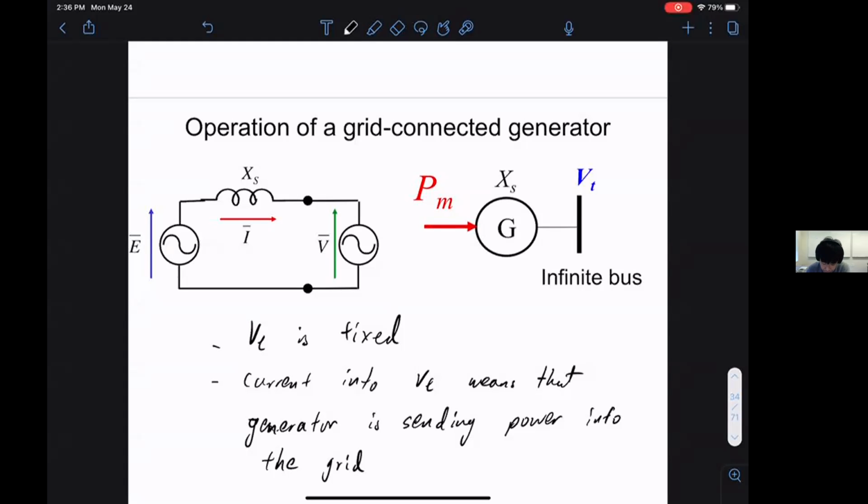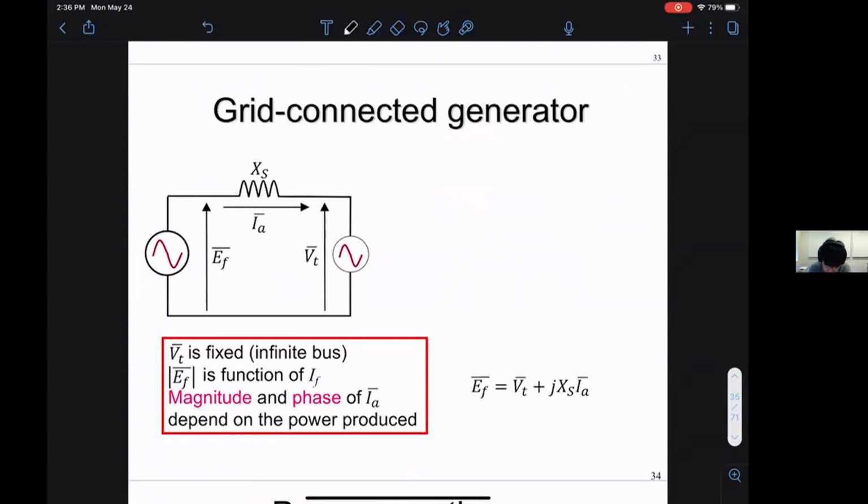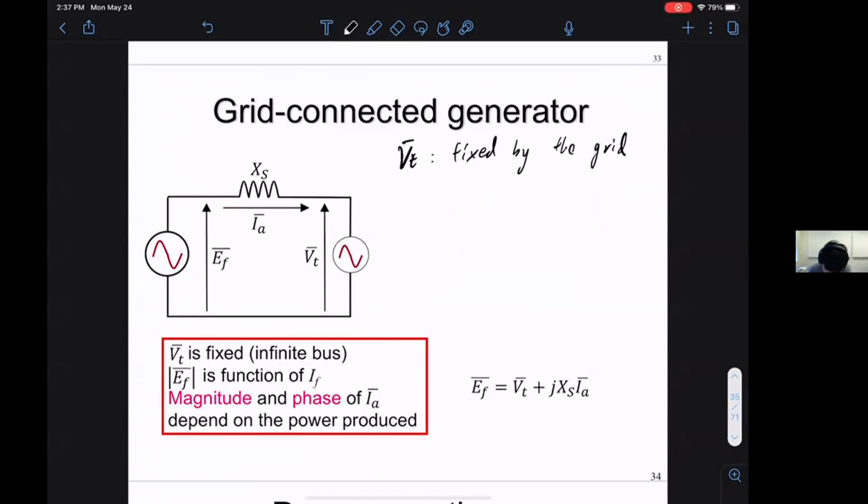Right? So the idea is that when you have a grid connected generator, Vt is fixed by the grid. And then for EF, you can compute it through this equation. Right? So then the goal is to deliver some power to the fixed voltage Vt. Any questions for this model? All right, so this is our infinite bus model.